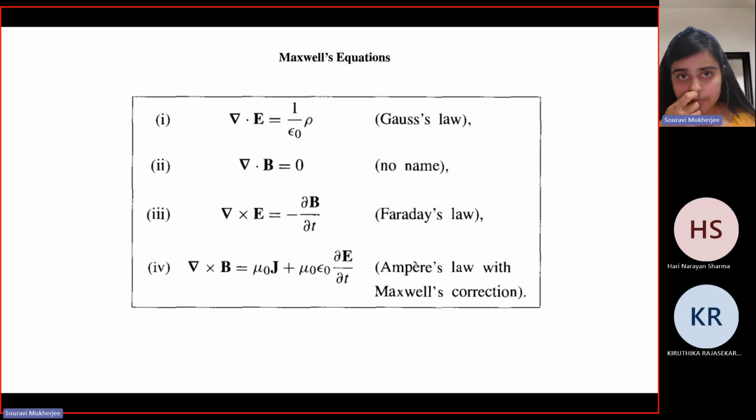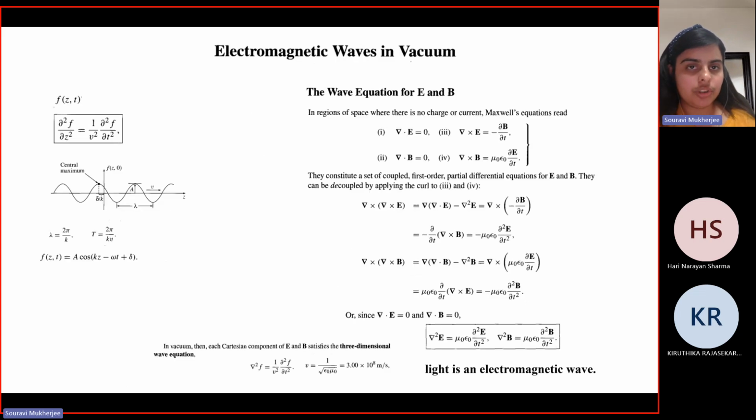Okay, so now if you look at Maxwell's relations, this is how they look now. This one comes from Faraday's law and this one comes from Ampere's law with Maxwell's correction, which is because of this displacement current term. Okay, now let us move on to electromagnetic waves in vacuum.